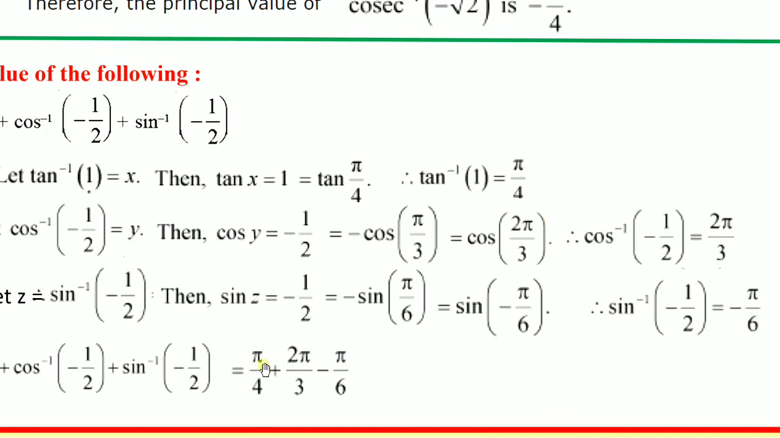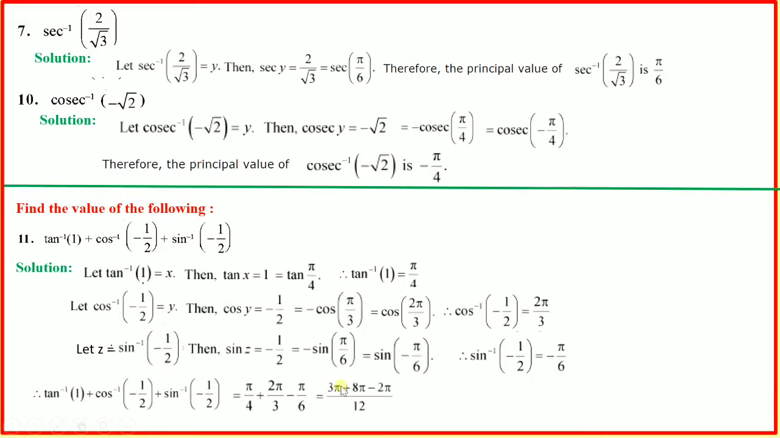Last is minus pi by 6. So in place of sine inverse minus 1 by 2, we take minus pi by 6. Taking the LCM 12, the value is 3 pi plus 8 pi, and minus 2 pi over 12.